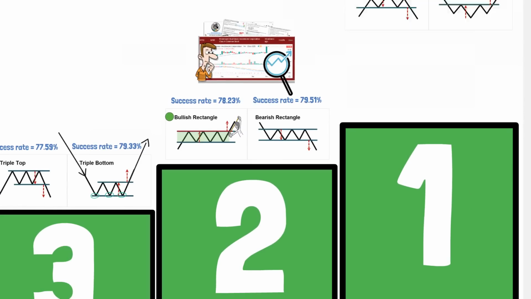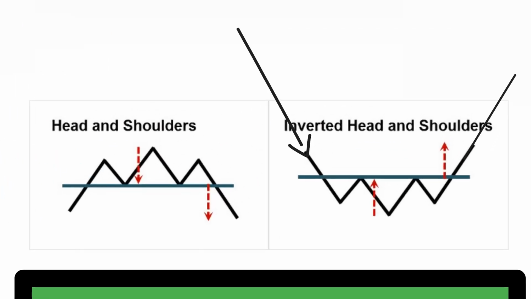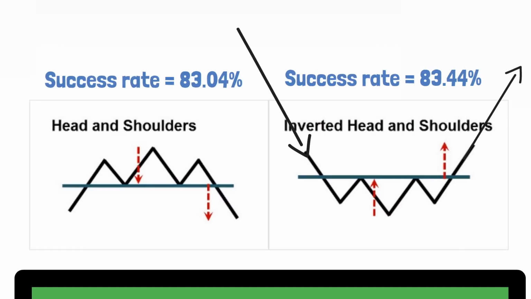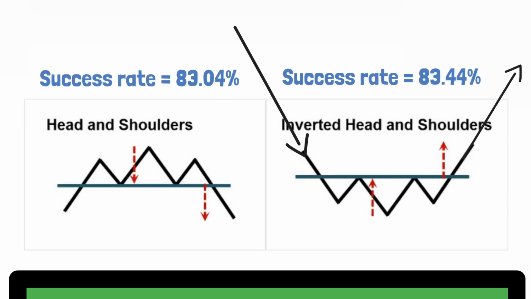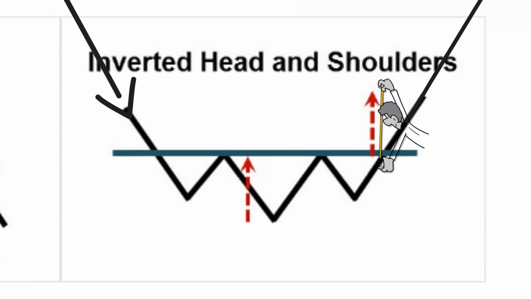The final chart pattern taking top spot is the head and shoulder pattern. These are classed as reversal patterns and provide very credible success rates of more than 83%, making them statistically the most reliable patterns according to the study. These patterns are classed as successful when the breakout exceeds the distance from the head to the neckline.